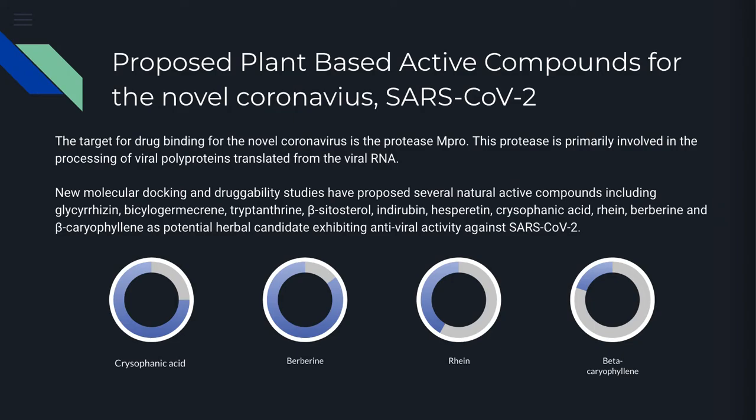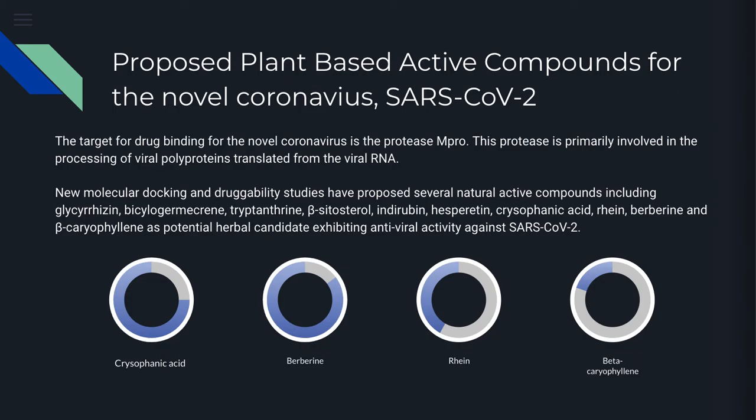There is some research that specifically looked at some plant-based active compounds. These compounds are chrysophanic acid, berberine, and rhein. These compounds were found to exhibit a higher degree of interaction with the viral protease, accompanied by the lowest binding energy with favorable drug-like properties. Therefore, these natural products were estimated as potential drug candidates for the novel coronavirus main protease inhibition.